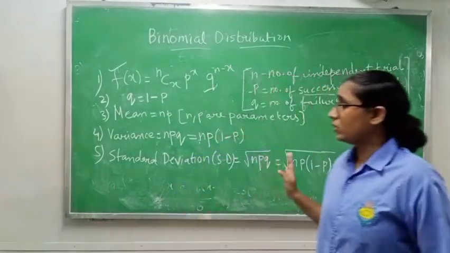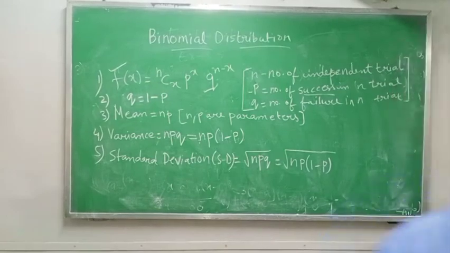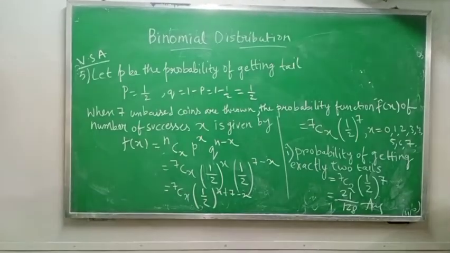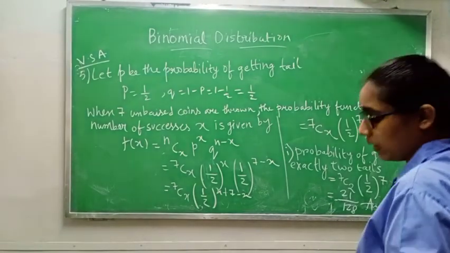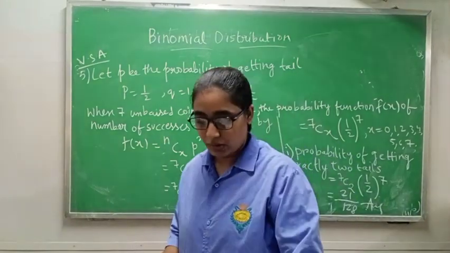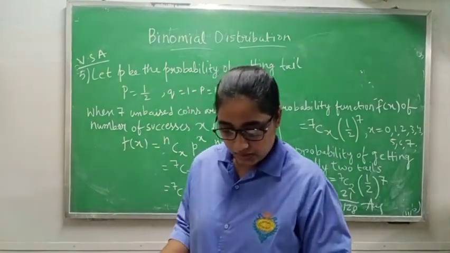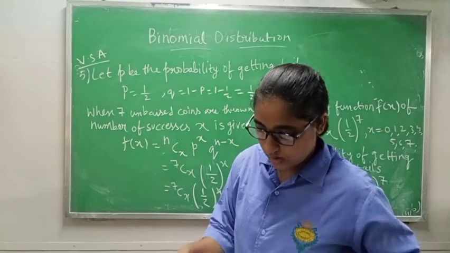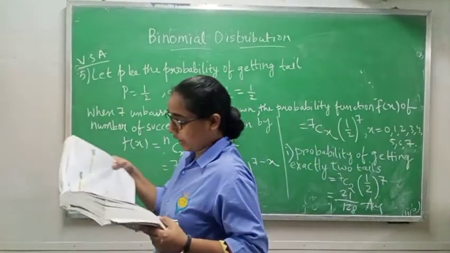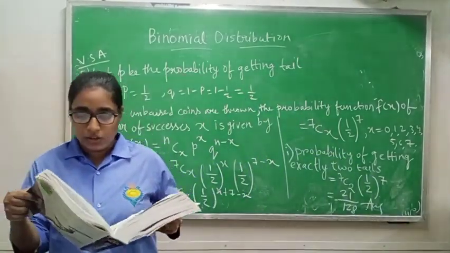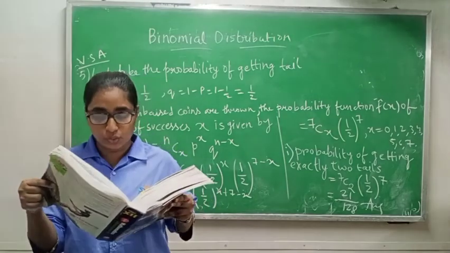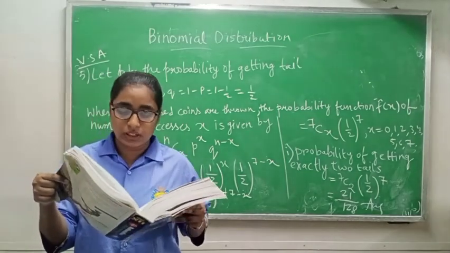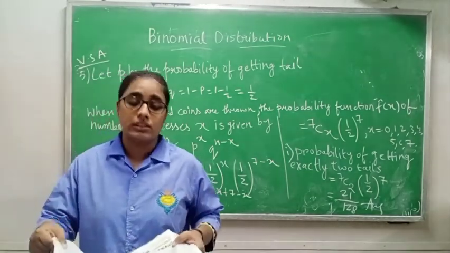Now, please copy this first. Class 12, read very short answer type question, question number 5 of binomial distribution. 7 unbiased coins are tossed simultaneously at random. Find the probability of getting: (i) exactly 2 tails, (ii) at most 2 tails, (iii) at least 2 tails.